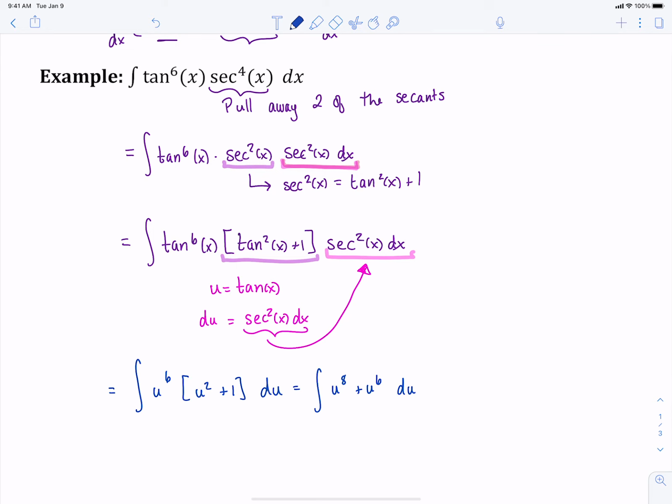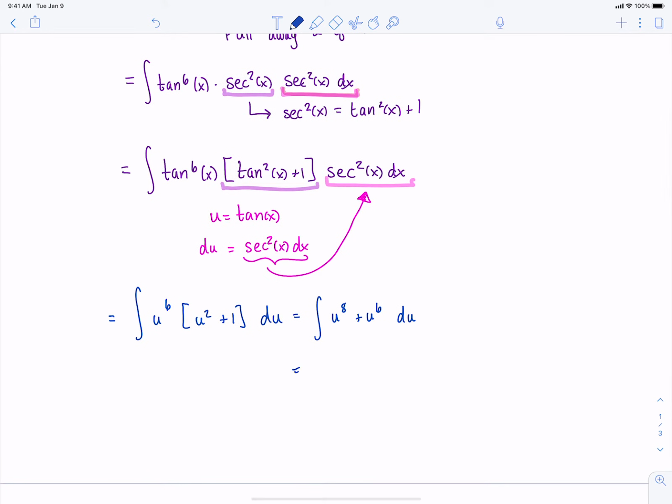And this is much nicer than the last one we had on the last video, because we just have to use the distributive property and we can multiply that through and we get 1/9 u to the 9th plus 1/7 u to the 7th. I was going to start writing tangent in there, but let's do that on this step right here.